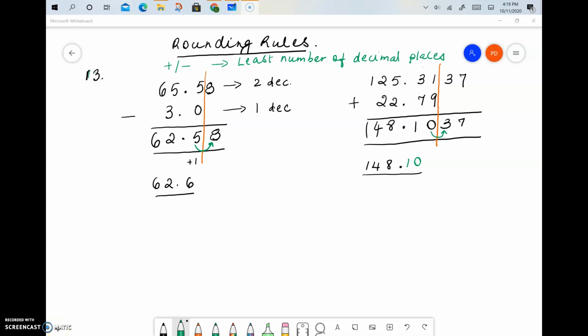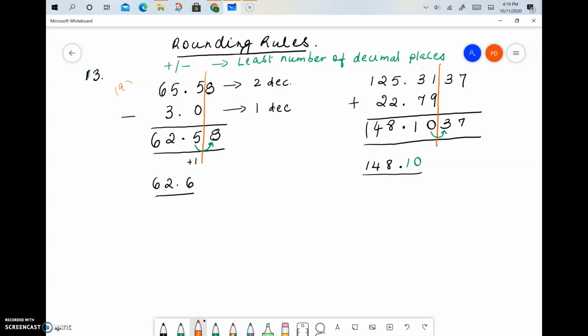Now let's look at some of the rounding rules. The question in science is, how do you do the rounding at the end of your calculations? So we are looking at two examples here, one for addition and the other for subtraction. So let's look at the subtraction problem first. Let's call that A.